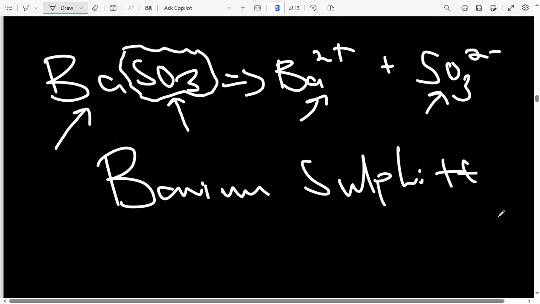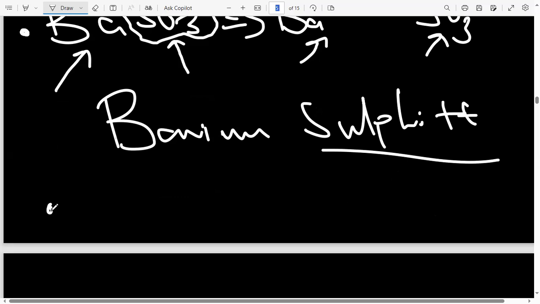As simple as that. So you just have to know the name of these radicals. If you don't know the name, then you can't name them. So you have to memorize them. I'm sending the list later on in the group. Okay, let's look at the other one. If you have a question, just unmute yourself and ask.